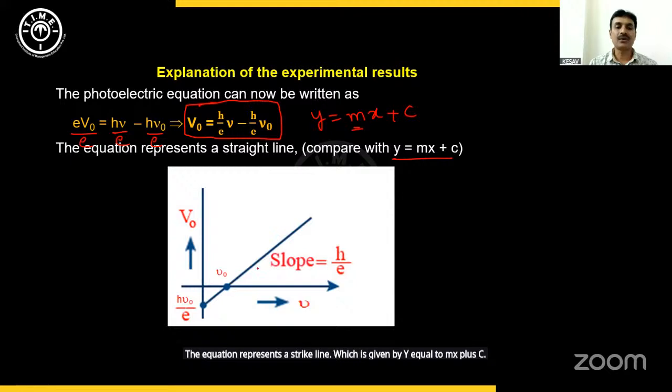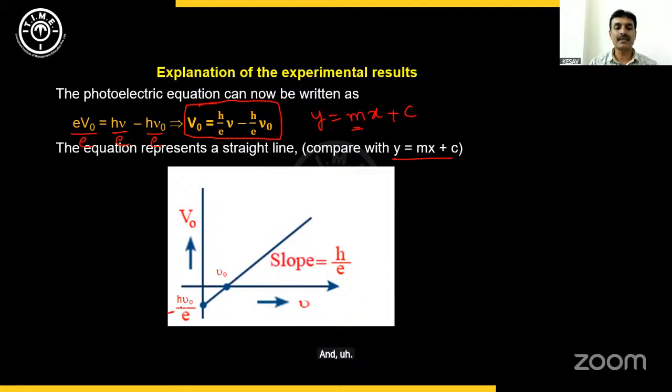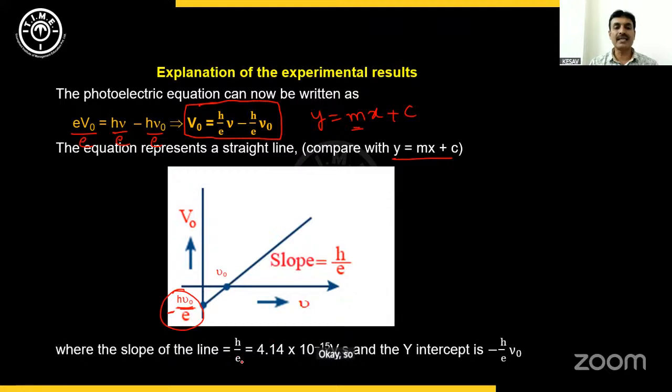So that graph looks like this. The slope of this straight line is given by h by e, that's what is m in the straight line equation. And minus hν0 by e is the y-intercept, which is represented by c in this straight line equation. Here the slope of the line, h by e, is 4.14 times 10 power minus 15 volt second.